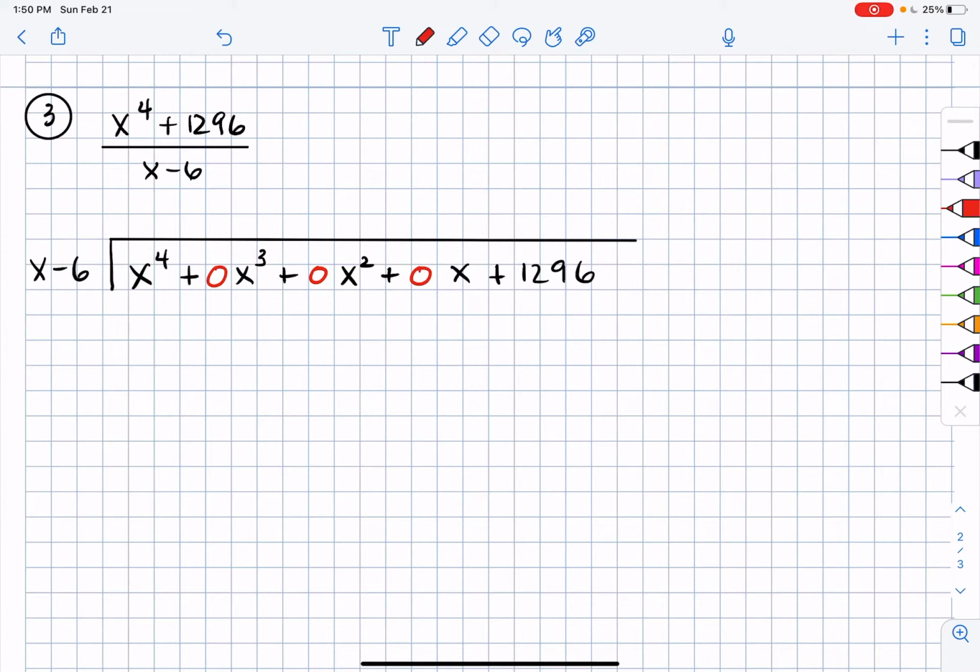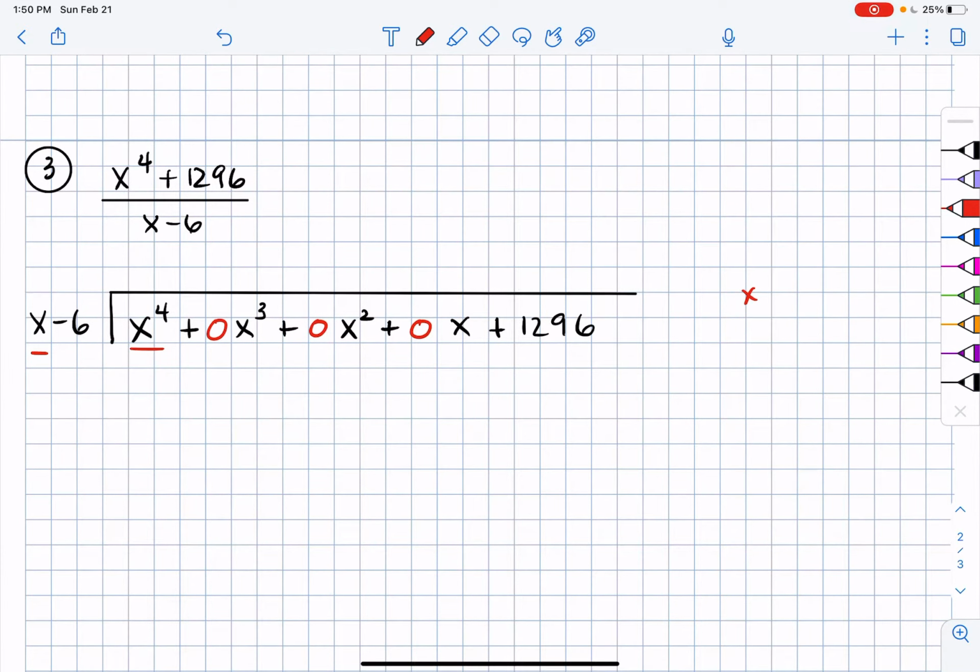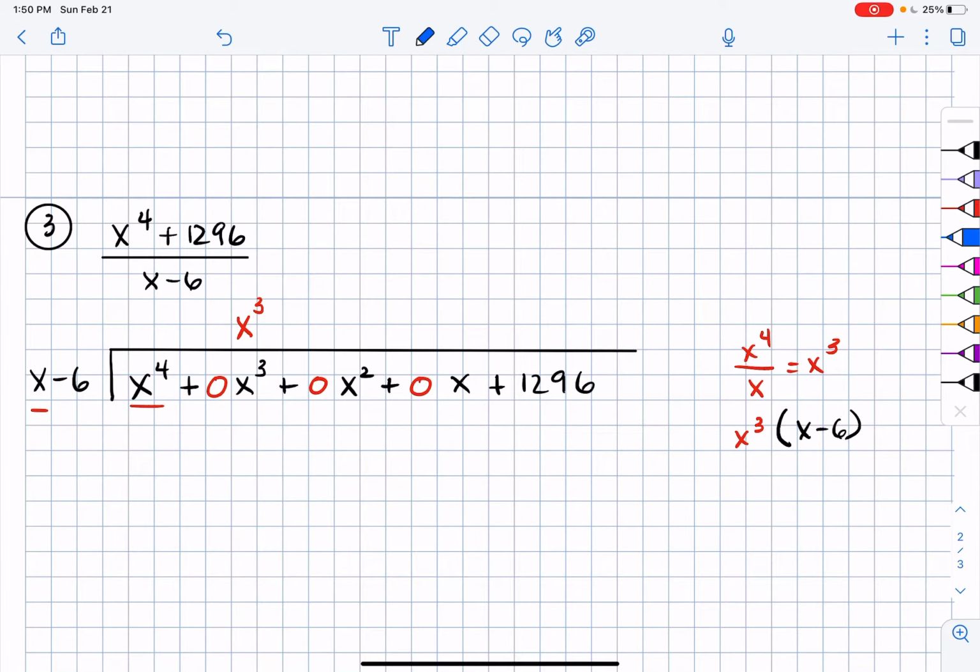So how many times does x go into x to the 4th? I go over here and say, okay, I've got x to the 4th divided by x, and I get x to the 3rd. So I write down x to the 3rd. Then I have to multiply. I take the x to the 3rd and multiply with x minus 6, and what I get here is x to the 4th minus 6x to the 3rd.